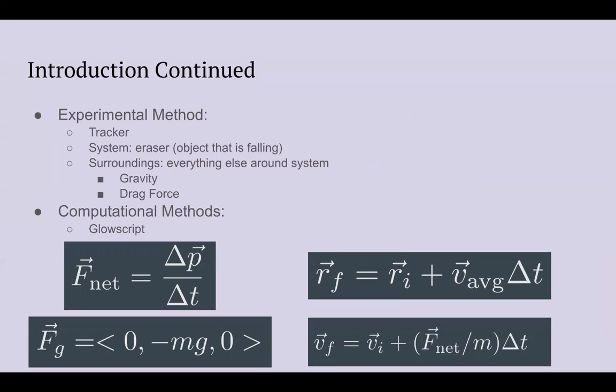The first formula is Newton's second law, which states that net force is equal to the change in momentum over the change in time. From Newton's second law, we derive two other formulas called the position update formula and the velocity update formula. The position update formula states that final position equals initial position plus average velocity times the change in time. The velocity update formula states that final velocity equals initial velocity plus net force divided by mass times the change in time. In addition, the force due to gravity is equal to the mass of an object times the acceleration due to gravity, and it points in the negative y direction.